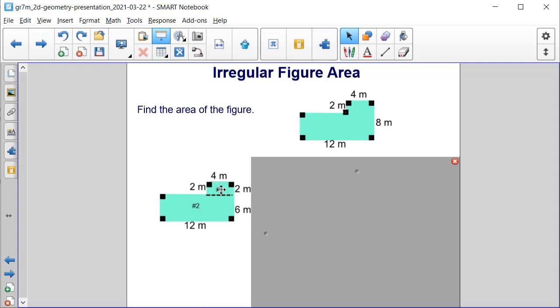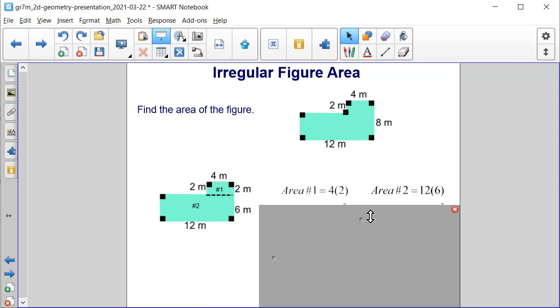And we have 2 rectangles. And the area of a rectangle is length times width. So the length and width of area 1 are 4 meters and 2 meters respectively, and the length and width of the second rectangle is 12 and 6 respectively. So let's multiply each pair together.